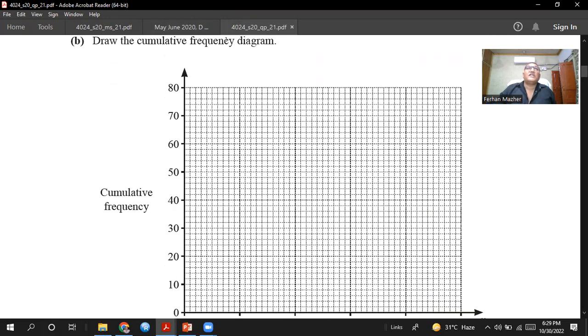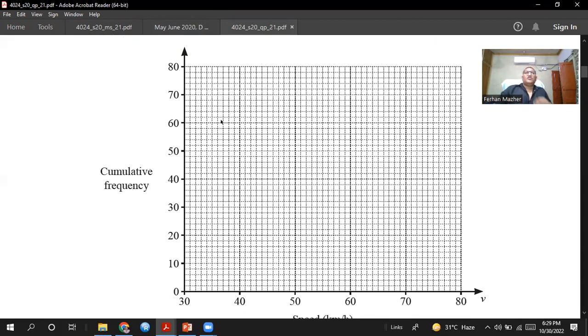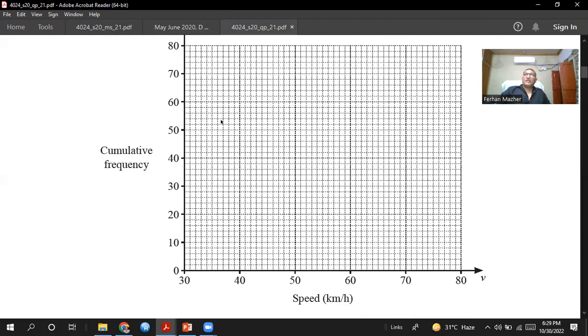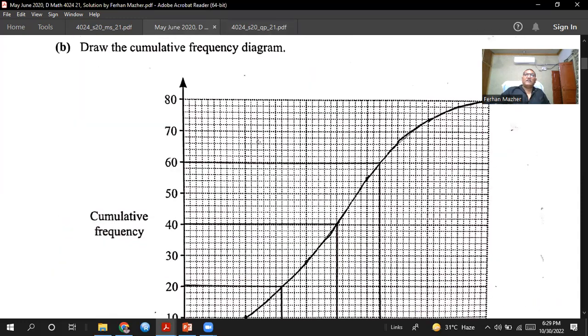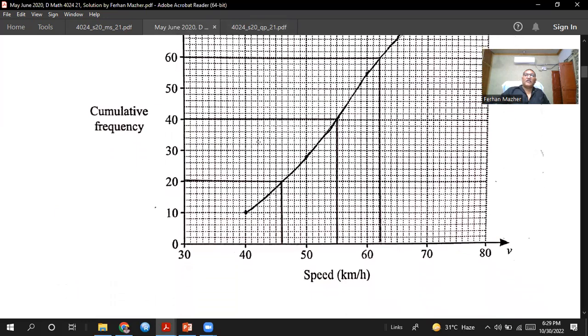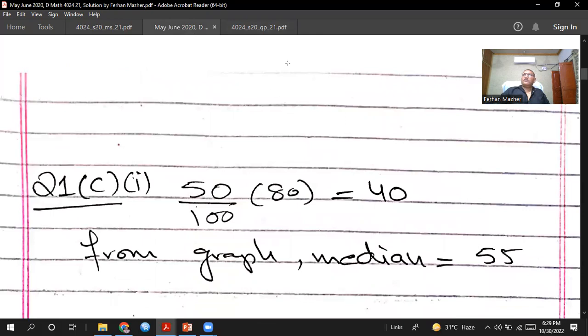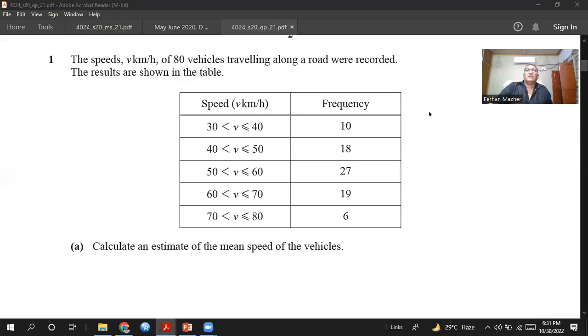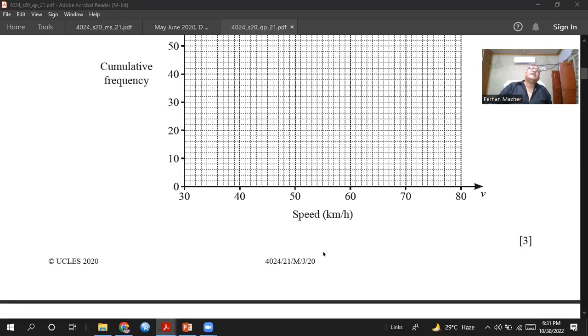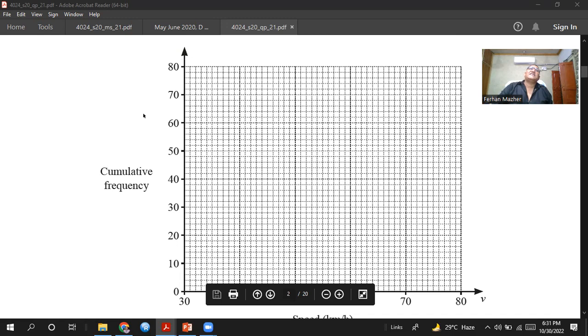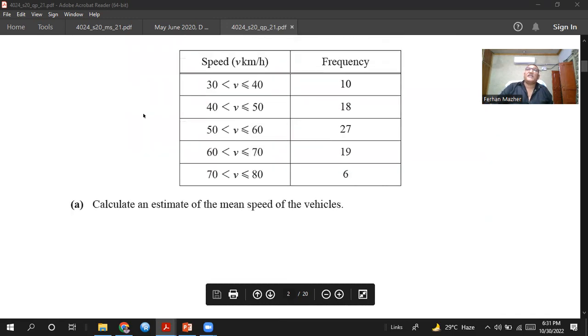It says, draw the cumulative frequency diagram. For this purpose, I will need the cumulative frequency. If you want to draw the cumulative frequency curve, you can see here that on the x-axis the class is represented, and on the y-axis the cumulative frequency is represented.